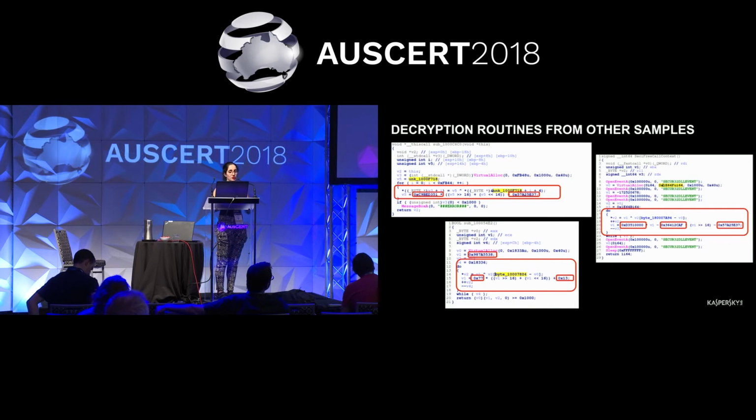Looking at the decryption routine from other samples, you can see that the decryption routine is quite similar, but some of the constants are different. Like the one at the bottom, some of the constants are very small, but there's one big constant as well. So the decryption algorithm is also different. It means that detection of the attack is more difficult because there's no same decryption routine for all the samples.